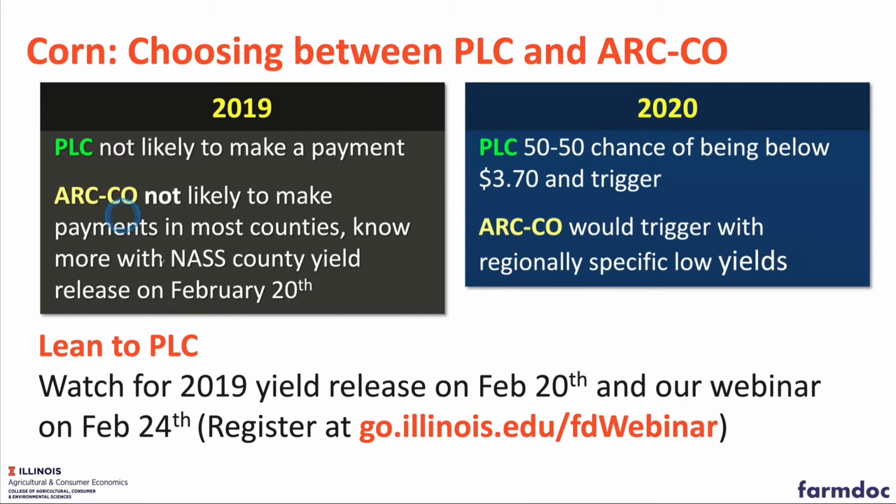What we're looking for on February 20th are those counties where ARC County may make a payment. Again, watch for our February 20th release. That date will tell you which counties we think, based on those NASS yields, could have payments triggered. All right, that's corn. Now soybeans.